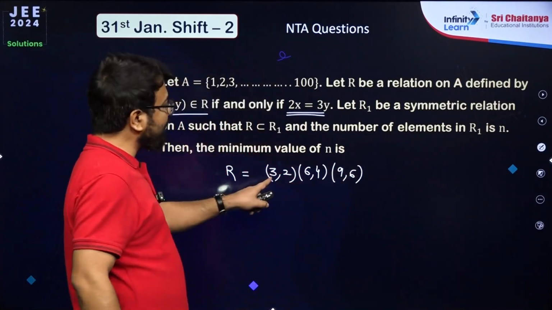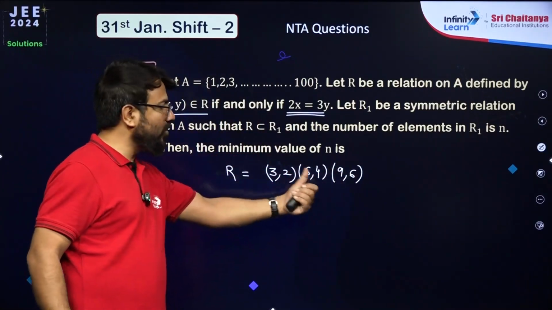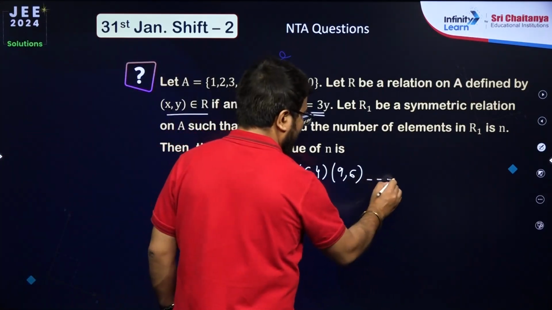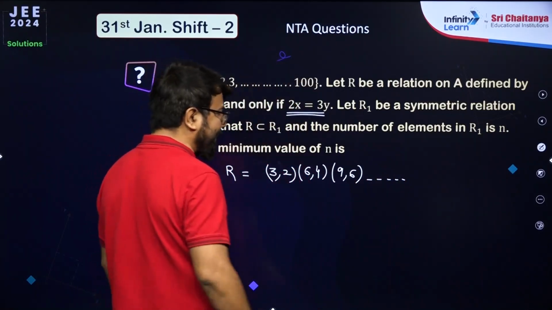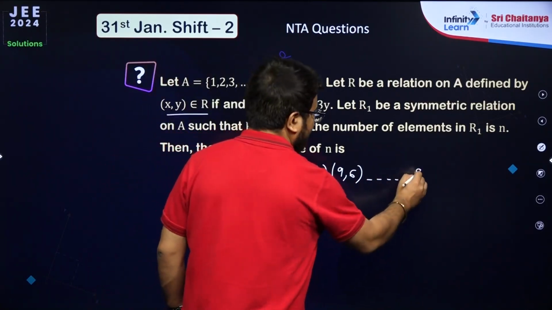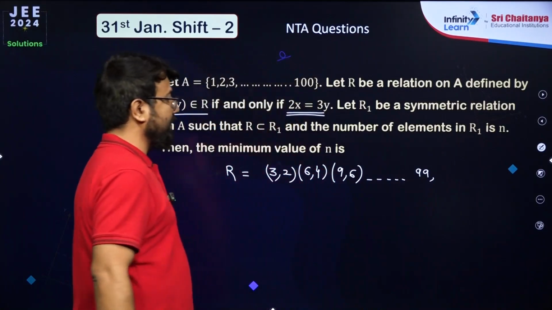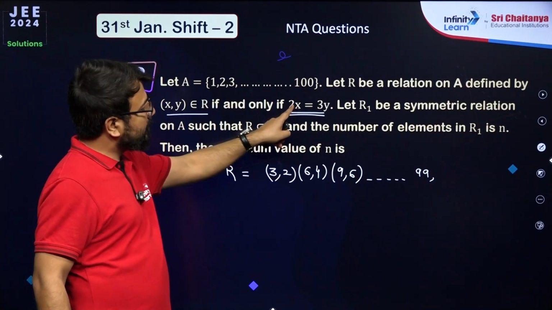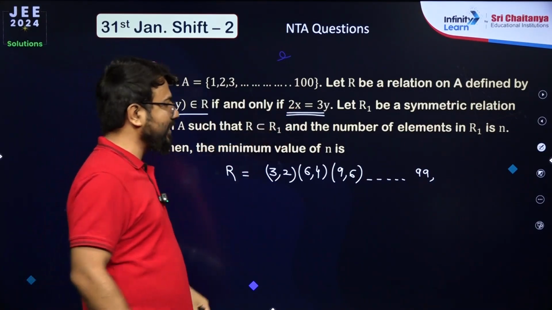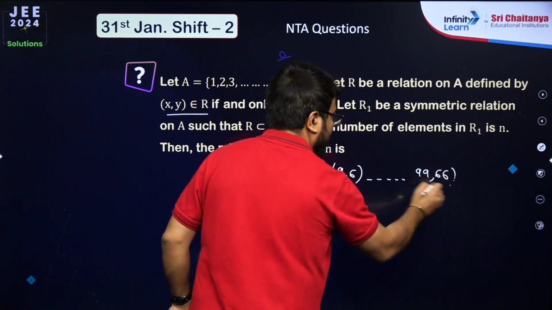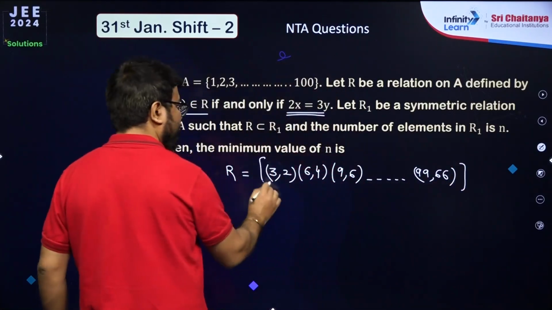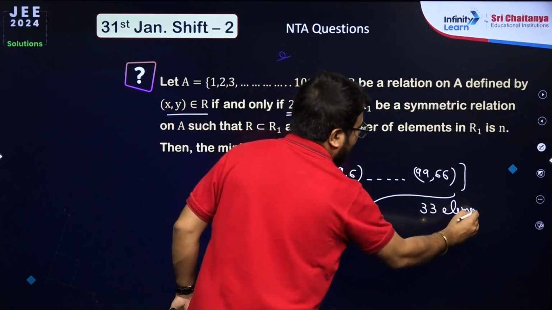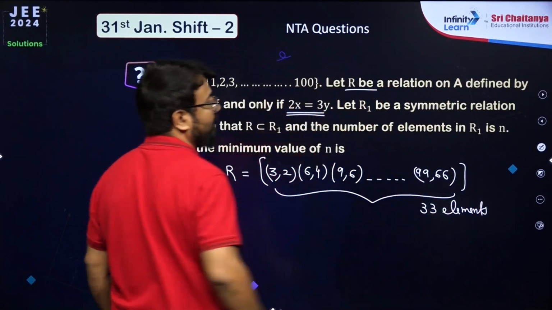So these are the terms where x is increasing by 3 and the y coordinate is increasing by 2. Can I go up till 99? Yes, because 99 is a multiple of 3. If I keep the value of x as 99, after division by 3, 2 into 33, that is 66. That means there are 33 elements in the relation R.